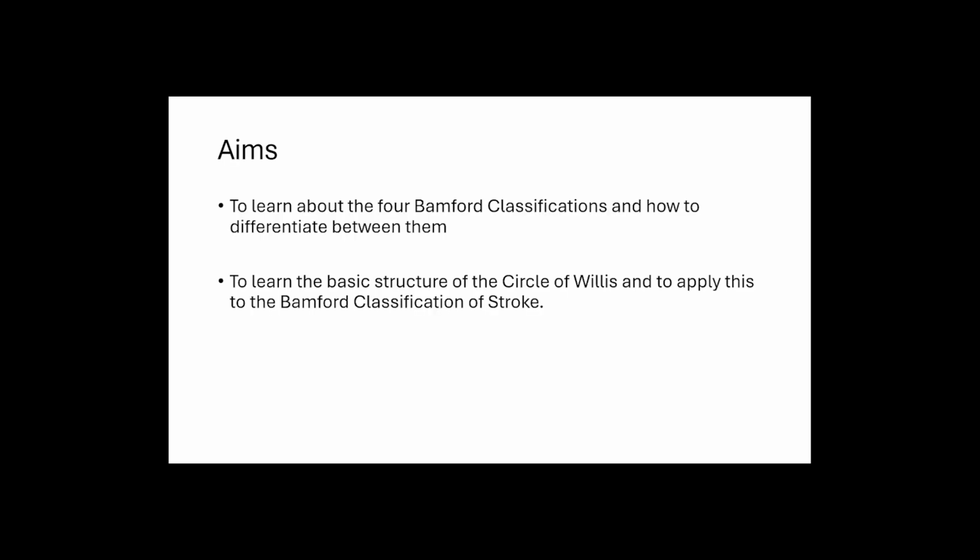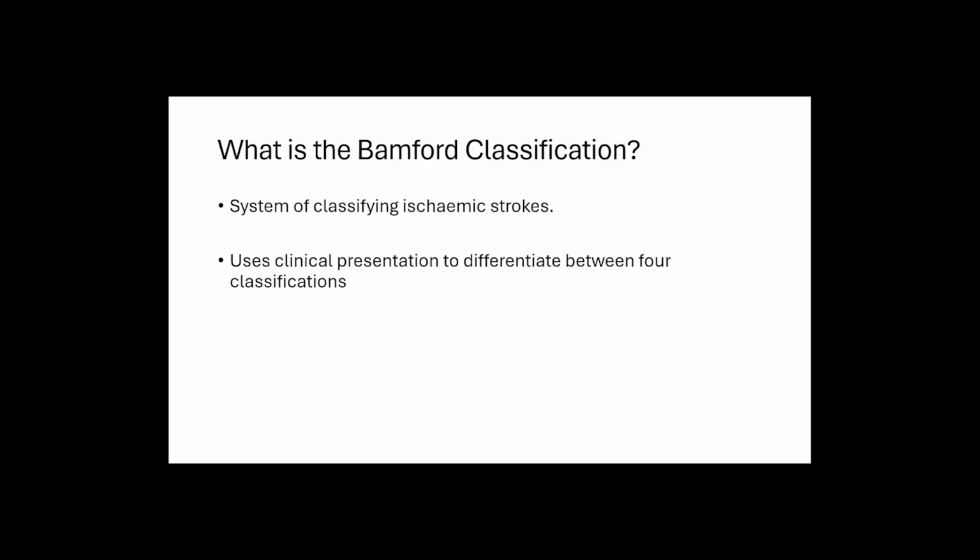So the aims of the video are to learn about the four Bamford classifications of stroke and the differences between them, as well as to learn the basic structure of the circle of Willis, just to help apply it to the actual classification, because I believe that a bit of knowledge of the actual anatomy will help in applying it to the theory of the classifications.